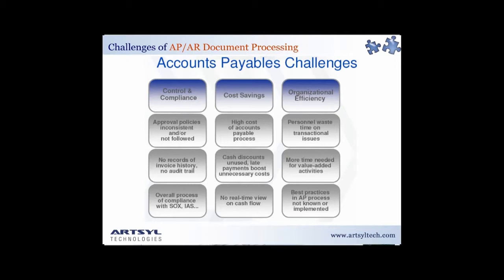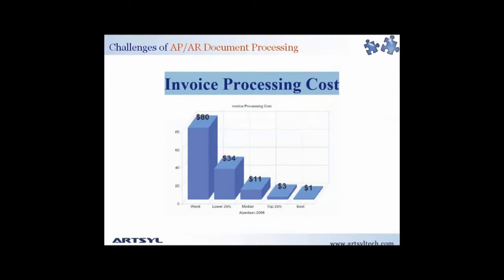As you probably know, invoice processing is very costly. Aberdeen did a study a few years ago that found that in the very best AP departments, the cost of processing a single invoice was $1. And in the very worst environments, it was as much as $80. Now, of course, I treat this like a bell curve, and those are the extremes. The vast majority, probably 90% of the organizations, fall between the top 25% and the lower 25%, so somewhere around $3 to $34 per invoice. So the median cost of processing an invoice is $11.